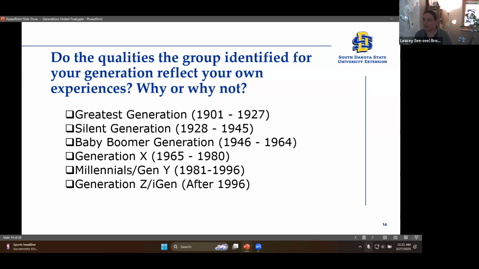Okay. All right. So each one of us is a member of a generation, and we've been describing the different characteristics of different generations in the chat box. Now the question I have for you: our colleagues here in the workshop today have described characteristics of your generation. I'm curious, do the qualities the group identified for your generation reflect your own experiences? Why or why not? As a member of a generation that was described by our colleagues in chat, do you identify with the characteristics and traits that they said about your generation?